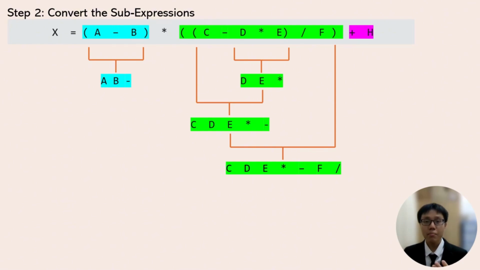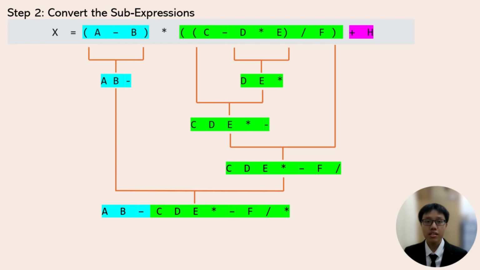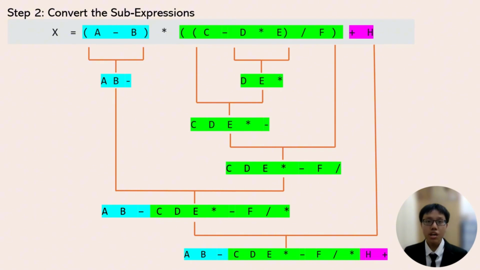Now combine with A minus B, and apply the multiplication operator to the result. Again, the operator is placed after its operands in postfix. So the postfix expression is A B minus C D E multiplied minus F divide multiplied. Finally, the addition operator is applied to the result, and the operator plus is placed after its operands in postfix. So, this is our final postfix expression: A B minus C D E multiplied minus F divide multiply H plus.